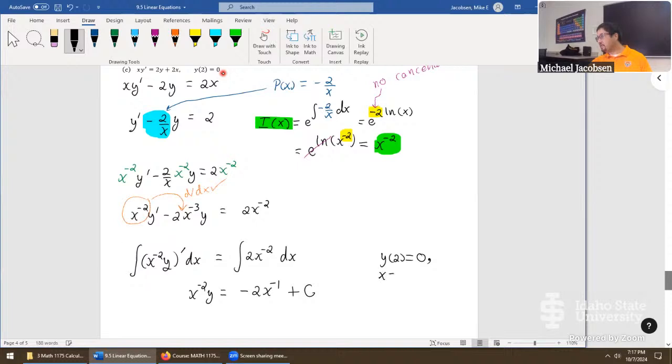This means if x is 2, y is 0. So using that information, however you'd like to visualize it, I usually put this extra line just to remind myself what we are really conveying right here. Take this information, plug it into that equation, and we get 2^-2 times 0 equals -2 times 2^-1, plus a constant. So we're just about there at this stage. Any questions so far, folks?